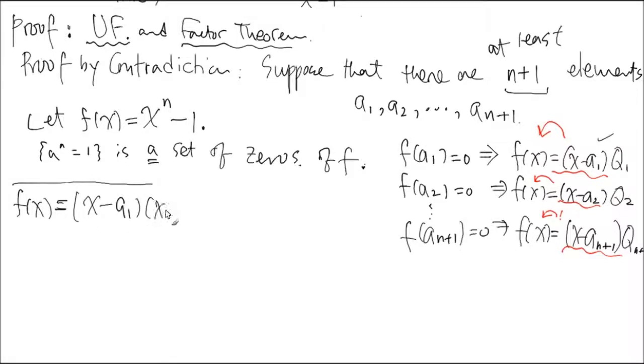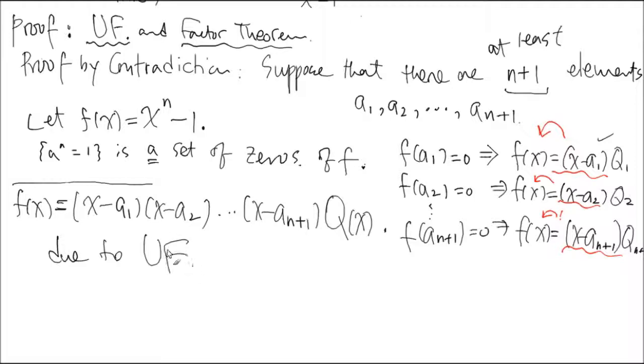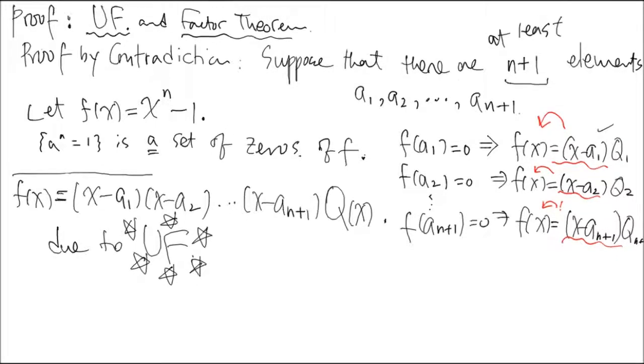It's a distinct factor, right? It's a distinct n plus 1 element, dot, dot, dot, x minus a(n+1). Now just solid q(x), no q_n something. The rest of the part is called q(x), right? Here, due to unique factorization, you know, that's our friend. Unique factorization, we concluded that. All right, so where is the contradiction?